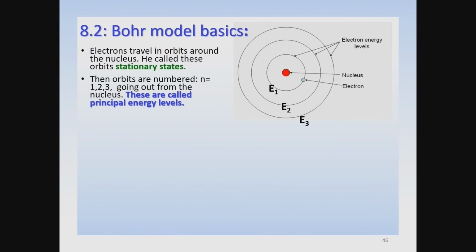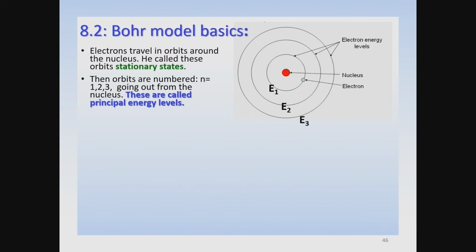Now, one thing to point out in this picture is that the electron can be found in these particular orbits, but you cannot find an electron in between any of these orbits. So, for example, you never could find an electron in this position here between orbit 1 and orbit 2.